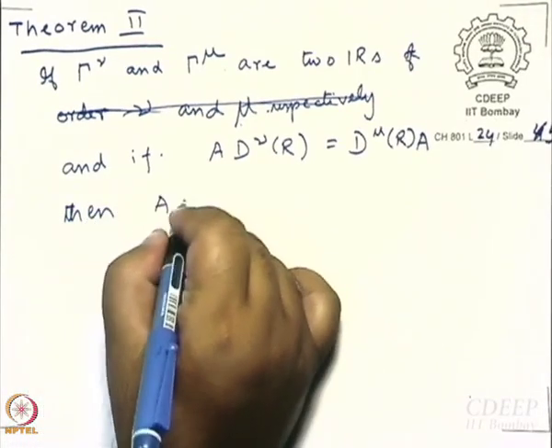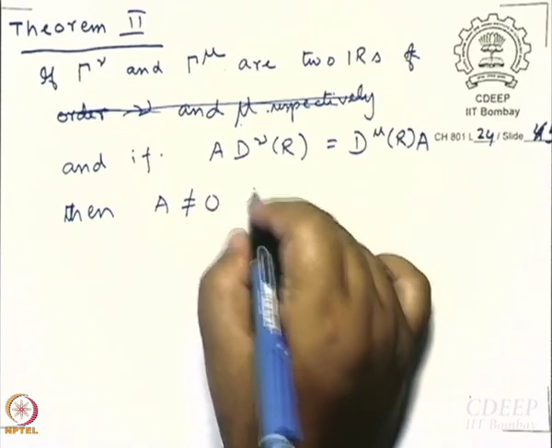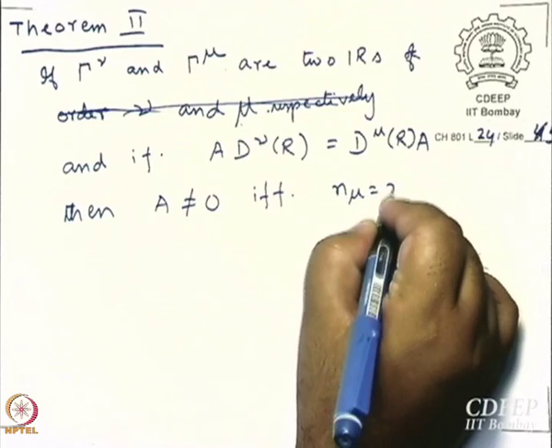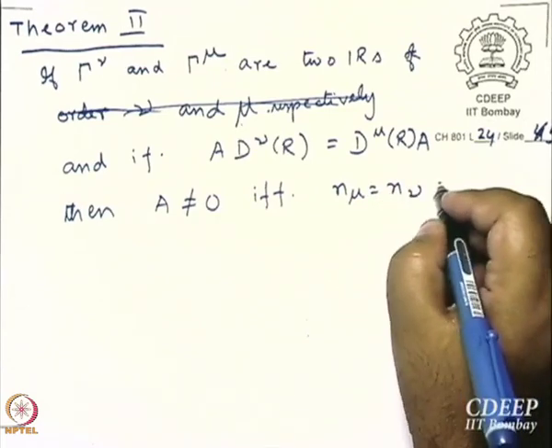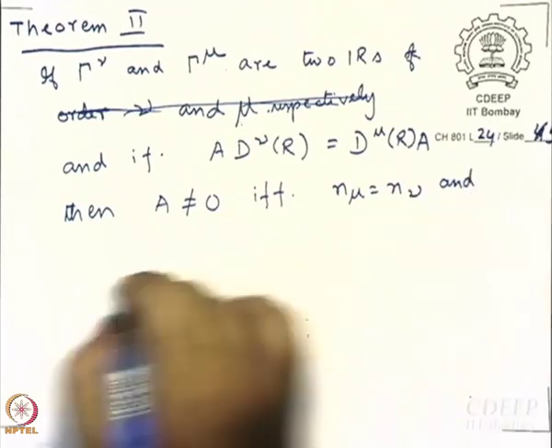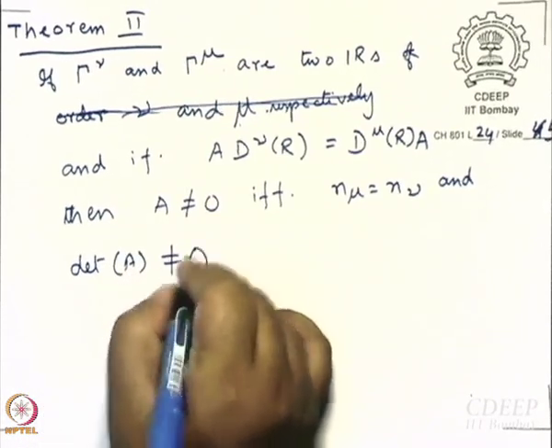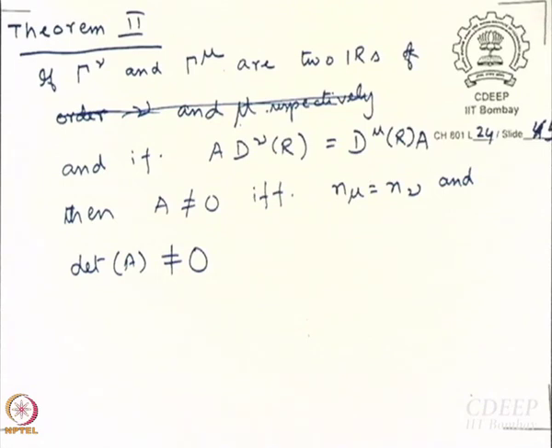this matrix A is going to be non-zero if and only if n mu equal to n nu and det A is non-zero. This is what we are going to prove.